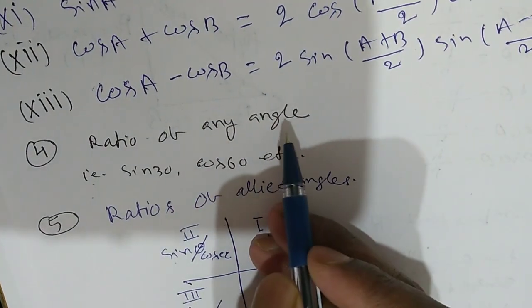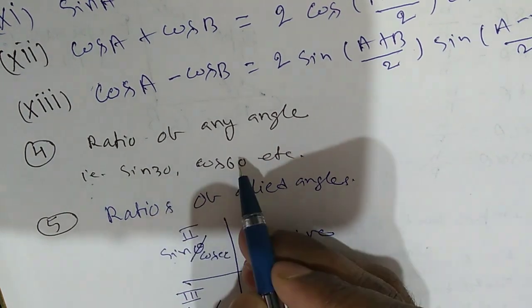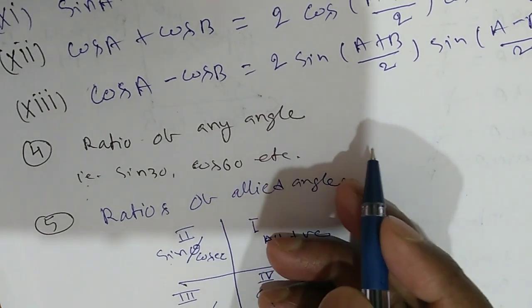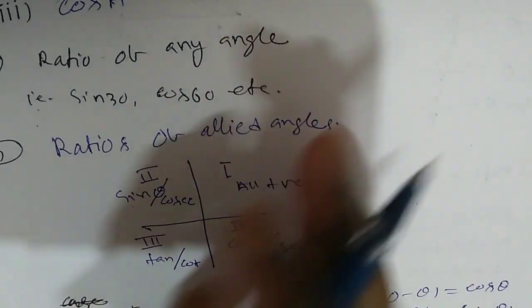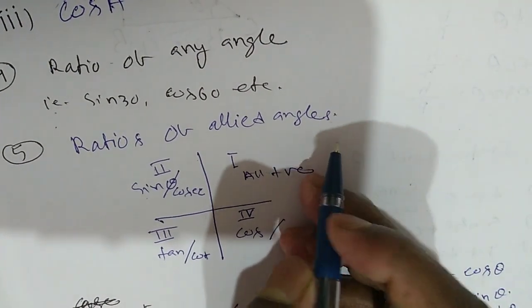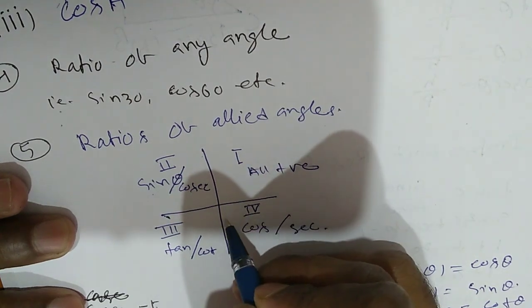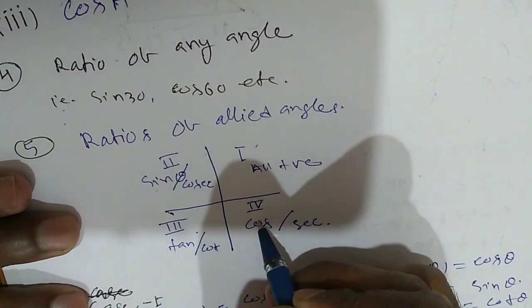Now the angle is not a difficult part, because you have already studied sin 30 degrees, sin 60 degrees, cos 30 degrees. So I don't write them here, you already know them very well. Next one is allied angles. It means where they lie. Already we know the quadrants, it means 1/4. First quadrant, second quadrant, and third and fourth one.